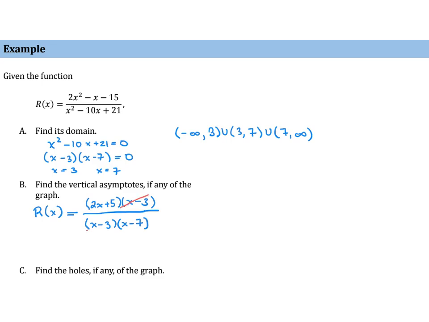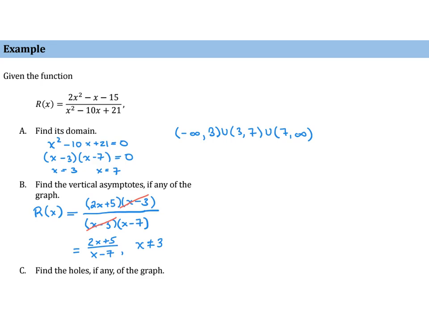So the way we write this is we cancel those two, and then we say this is equal to (2x plus 5) over (x minus 7). Now we said that was only true if x minus 3 isn't 0. So this is true if x is not 3. That's when x minus 3 would be 0, after all.